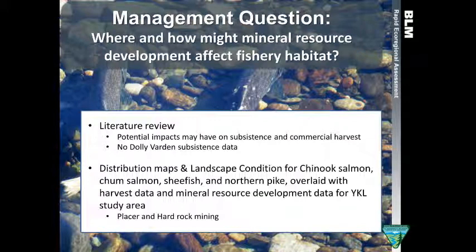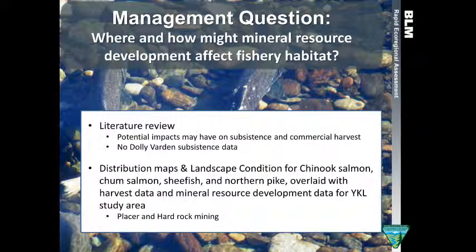Okay, so we had two management questions that were relevant to the fish species. I presented the climate management question yesterday that related to how climate change might impact fish habitat. Our second management question related to how and where mineral resource development might affect fishery habitat. So we first conducted a literature review to examine the potential impacts that both subsistence and commercial harvest may have on fishery habitat. But we don't have any Dolly Varden subsistence data for the study area, so we weren't able to look at Dolly Varden data spatially. They weren't included in the spatial analysis.